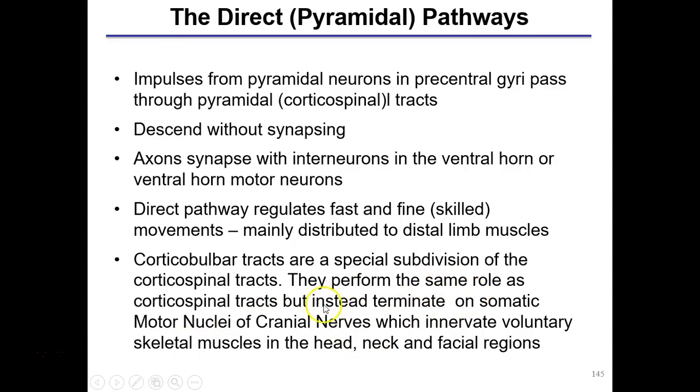And these somatic motor nuclei and the cranial nerves will then innervate voluntary skeletal muscles in the head, neck, and facial regions. So again, this would involve the motor neurons which control the facial muscles of facial expression, or the motor neurons which, for example, control the muscles of mastication, branches of the trigeminal nerve.